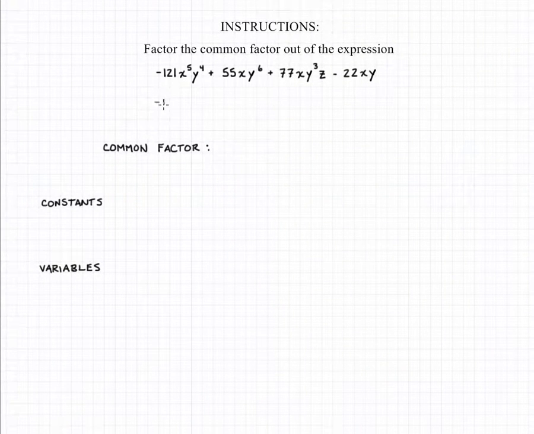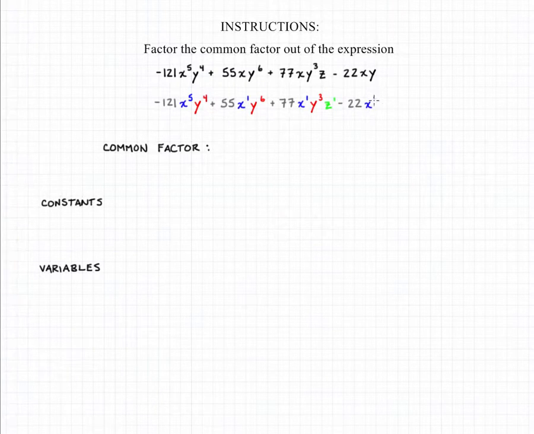To begin, we're going to rewrite each of the terms into the constant and its variables. So we're going to have negative 121 as the constant, x to the fifth and y to the fourth as the variables, plus 55 as the constant, x to the first, y to the sixth as the variables, positive 77 as the constant, x to the first, y to the third, and z to the first as our variables, and negative 22 as our constant, and x to the first and y to the first as our variables.